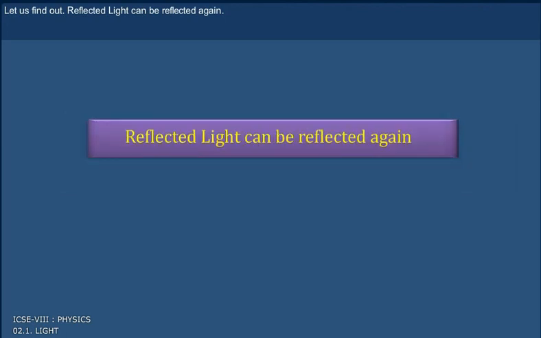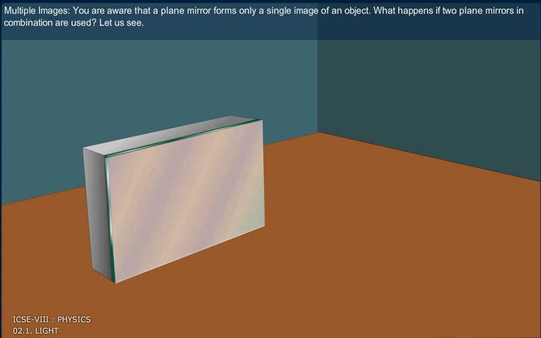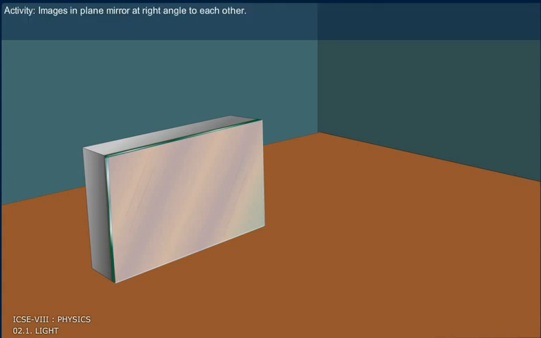Now let us find out. Reflected light can be reflected again. Multiple images. You are aware that a plane mirror forms only a single image of an object. What happens if two plane mirrors in combination are used? Let us see. Activity: Images in plane mirrors at right angles to each other.